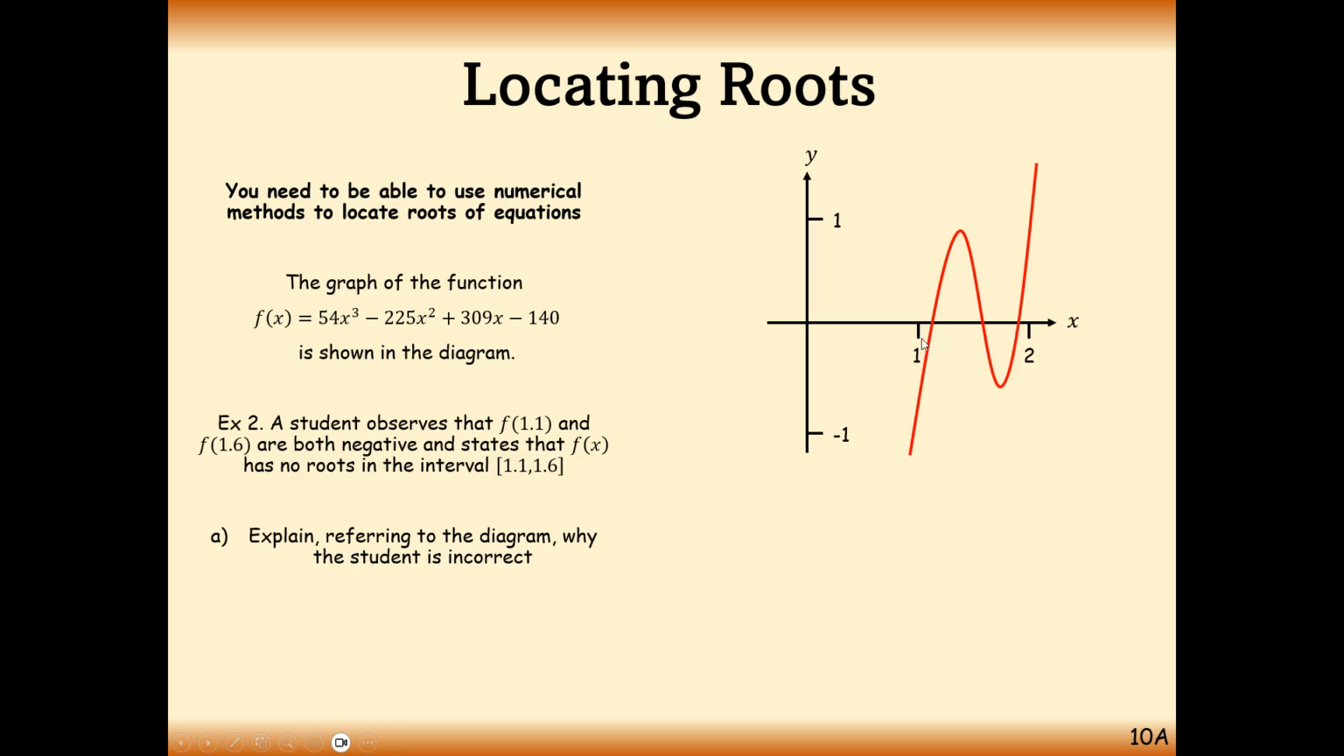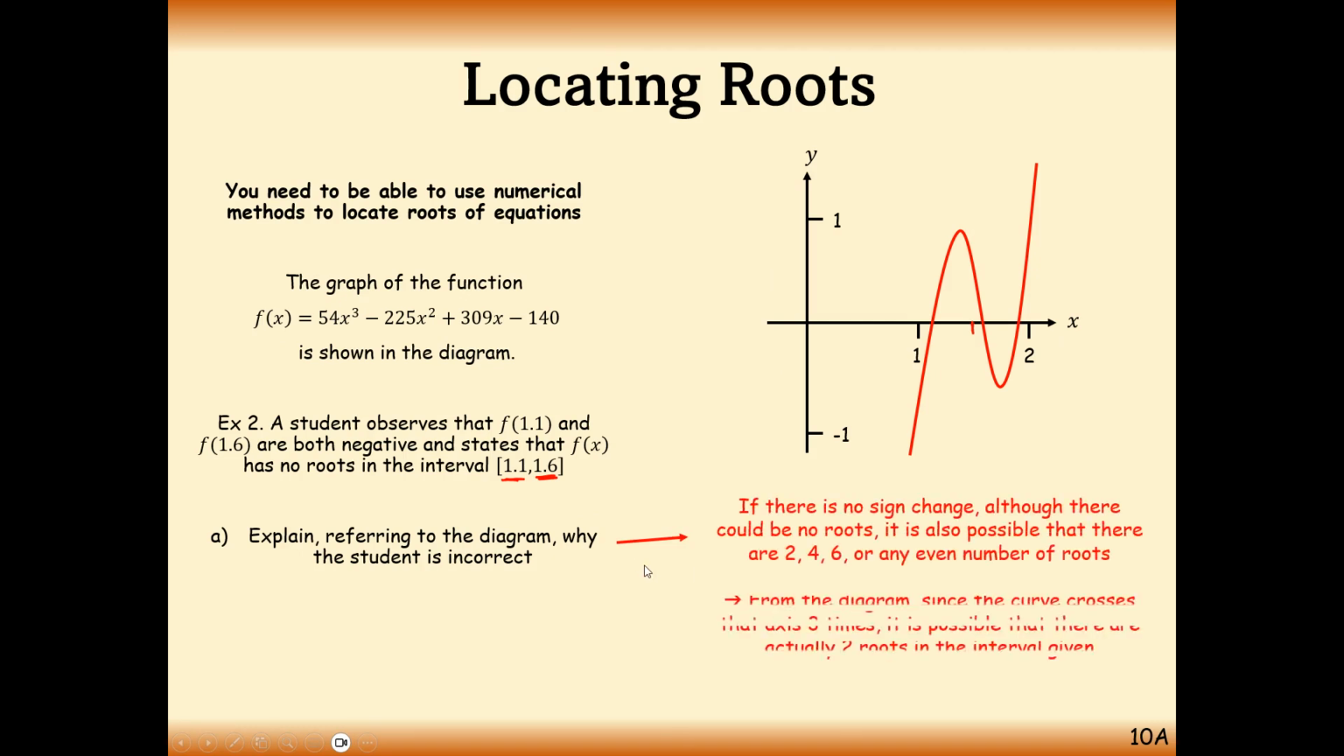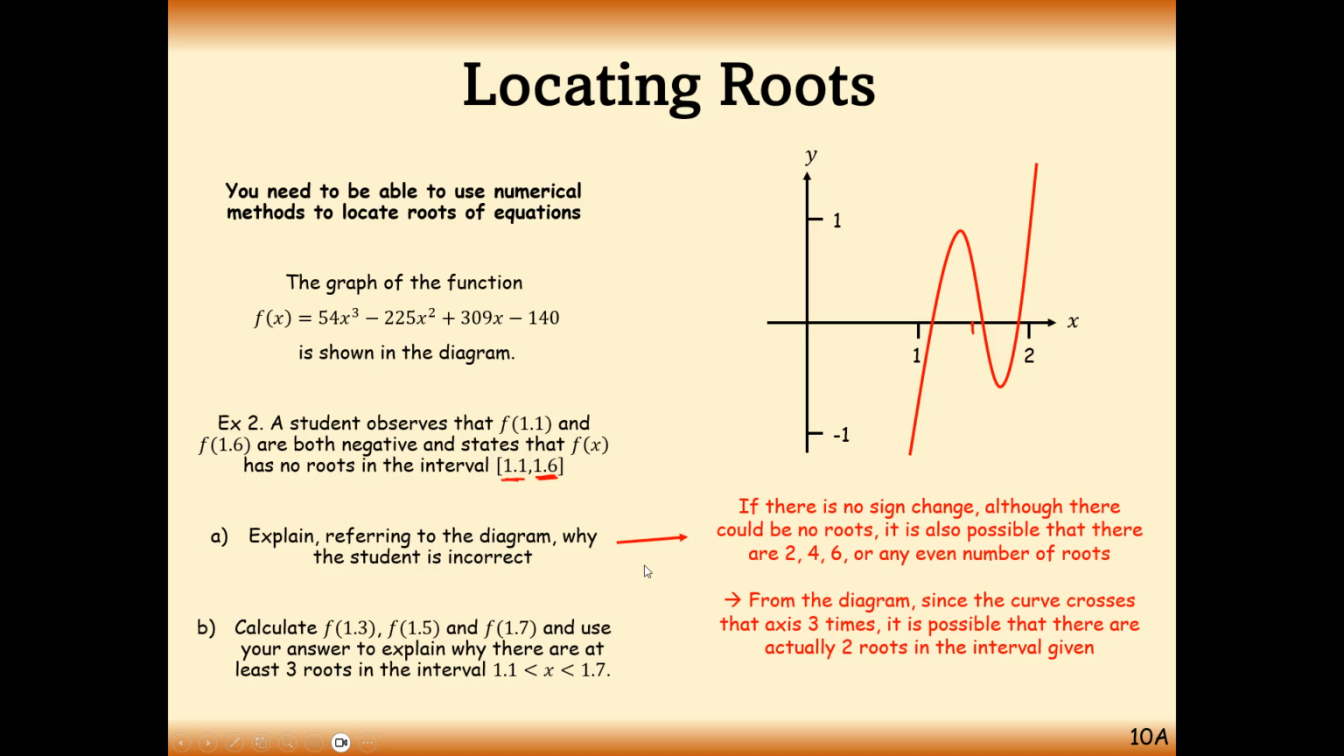1.6 is somewhere in the second half of the graph, and 1.1 is somewhere here. So we can evaluate the function at these two coordinates and show that there is a change of sign. So let's do that. We are going to substitute 1.1 into this equation, and we can do that at a later stage.